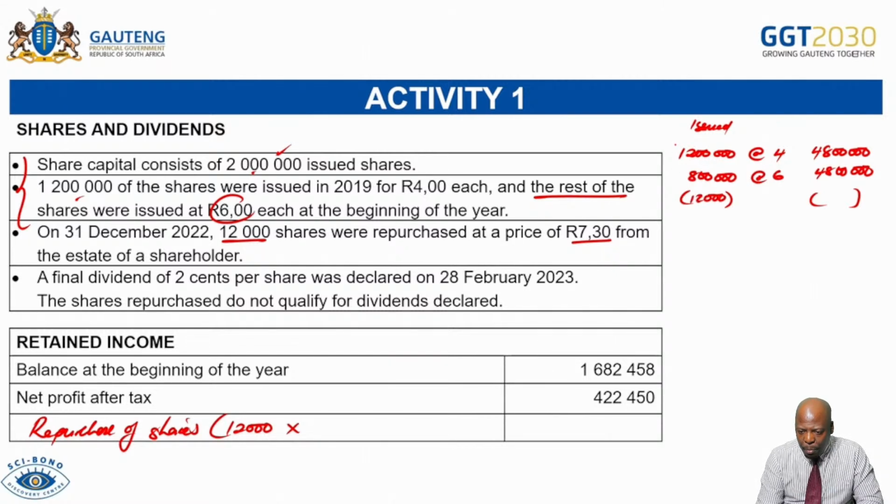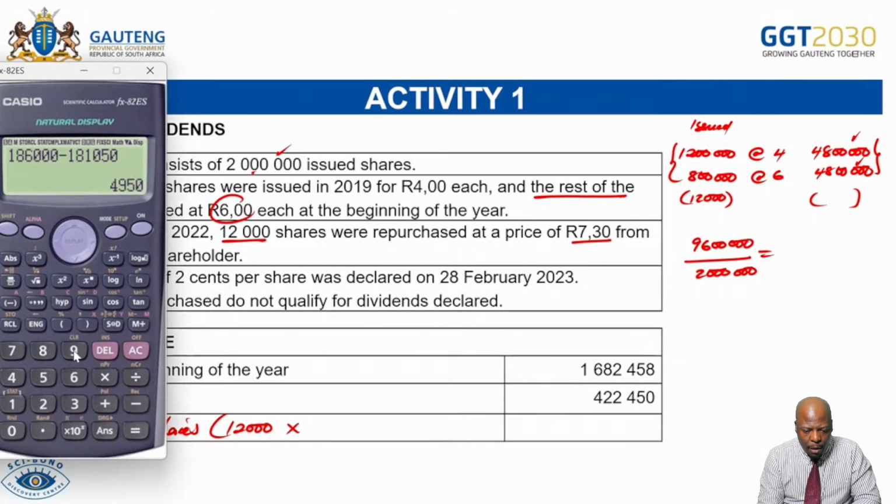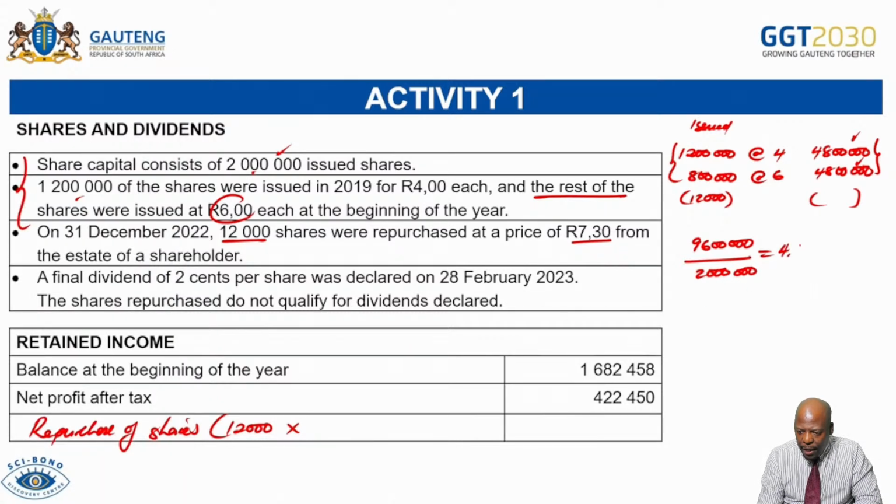So for you to get your average price, you're going to add these two parts. So it's 4.8 plus 4.8, that gives me 9.6 million. So 9.6 million rands I divide by 2 million shares. And then on my calculator, let me see how much I'm going to get. 9.6 million divided by 2 million is going to give me 4.80. So I come here, that is my 4.80.